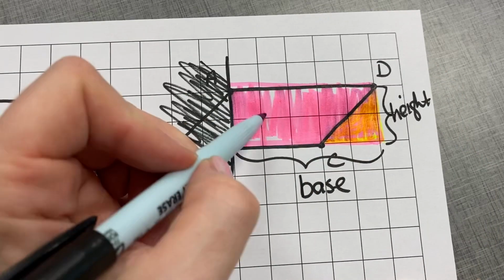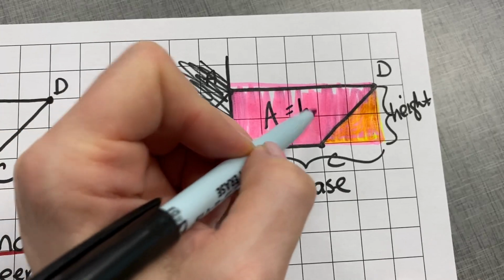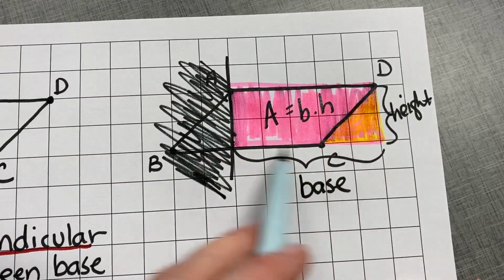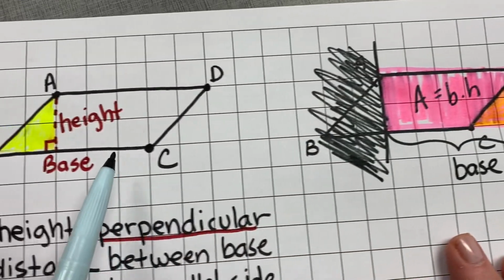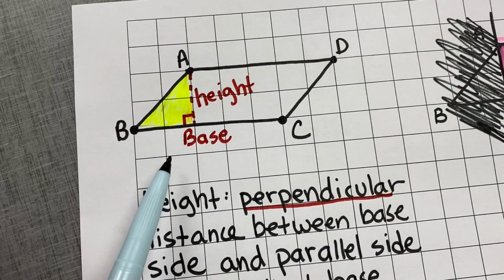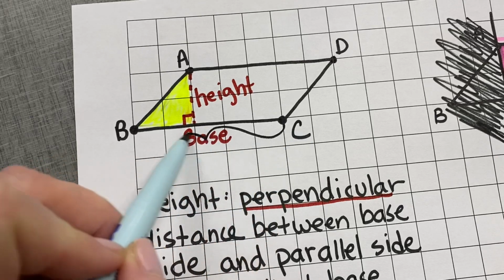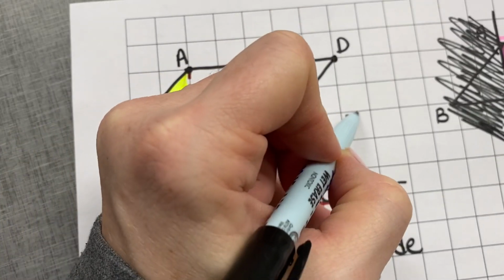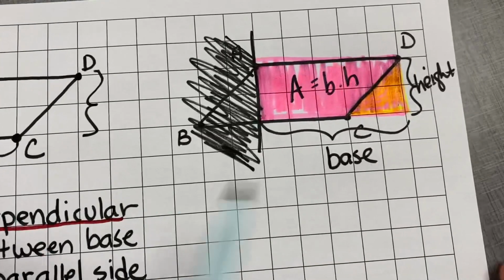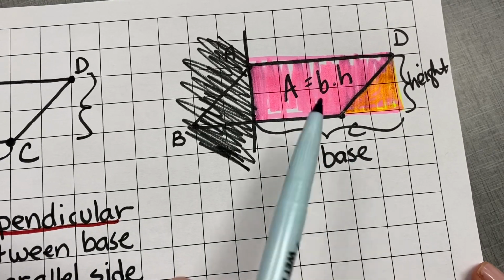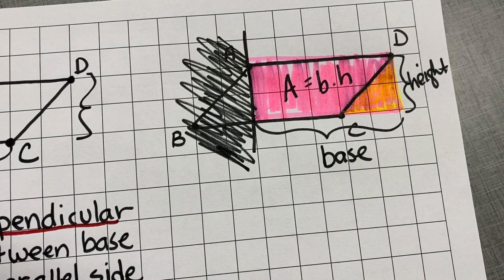So now the area is base times height. That's the rectangle. Therefore, the area of a parallelogram, which had base and height, is the same as the area of a rectangle. So if you're a Y person, that is the reason why that works. Okay, so now let's get into some examples.